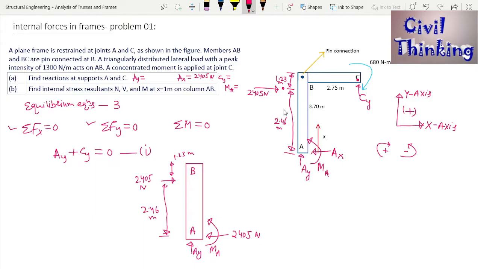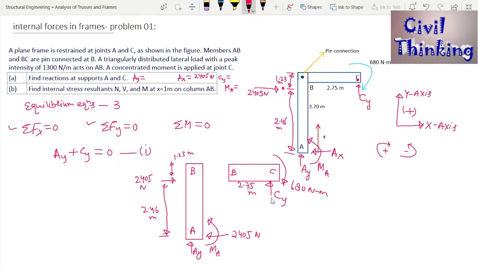Now I think I have written all the details of the AB element, which is actually a column, by the way. Now let me draw BC. This is the free body diagram of the BC element of this column. Let me say this is B, this is C. Here is a moment, as you can see it is 680 Newton meter. Here is an upward reaction, which is Cy. The total length is 2.75 meters. I think that's all in BC, right?